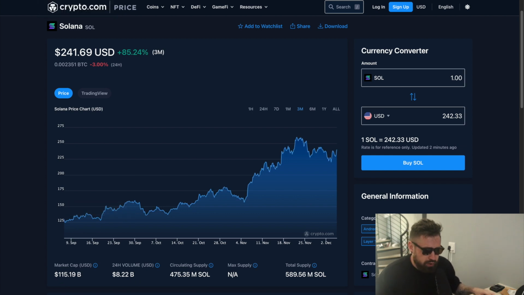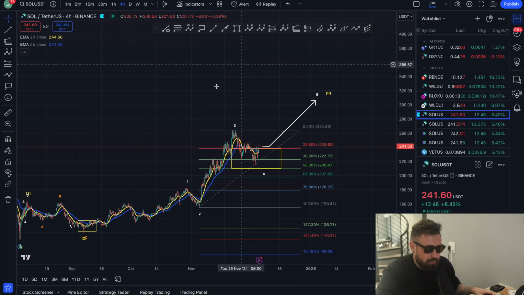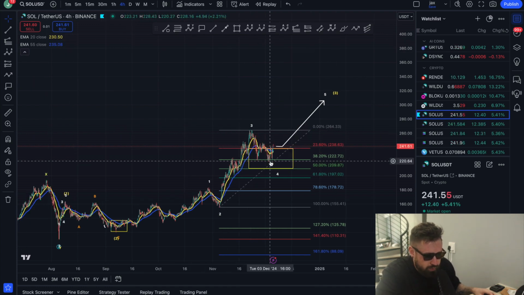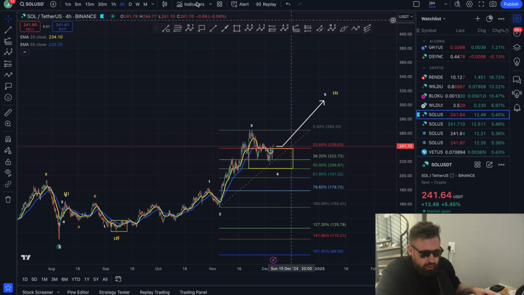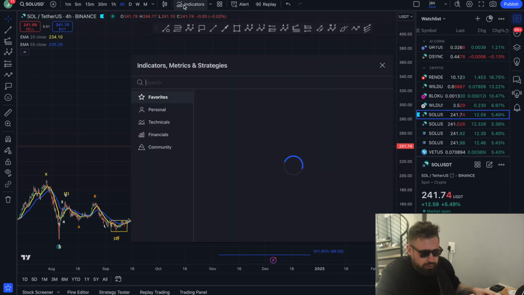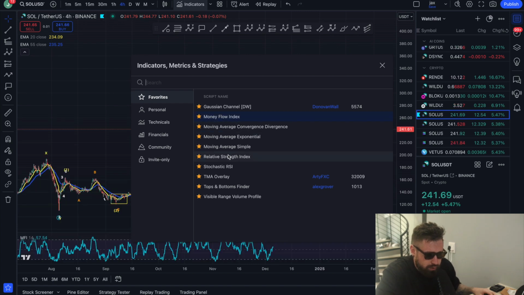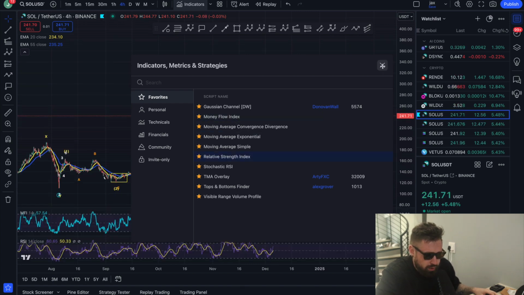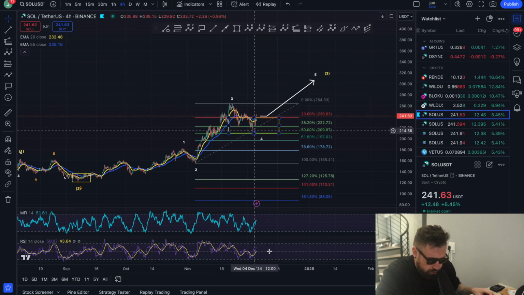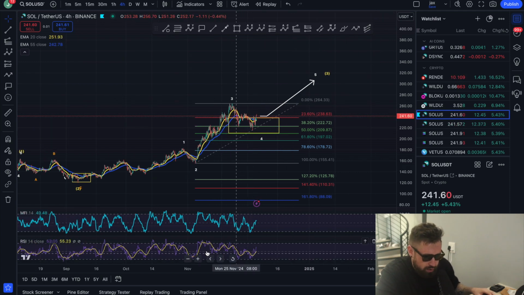So if we hop into the charts, as we can see, we came right back into our wave 4 pullback zone. Let's see if we have, I'm sure we have some divergence here. Give me the money flow. Give me the RSI. 4-hour chart. Do we have divergence? Yeah, a small one on the RSI.